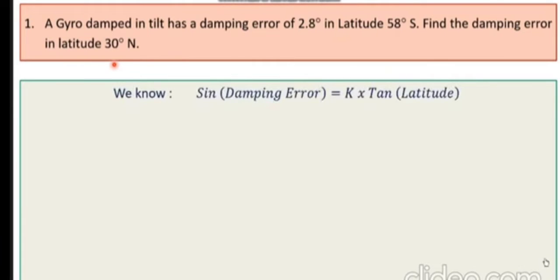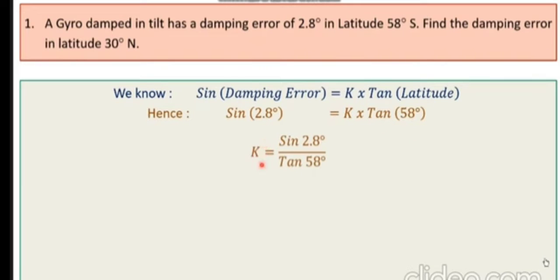Now we are aware the damping error formula is given by sine of damping error is equal to K tan latitude. So in this question you see they have given us the damping error as 2.8 degrees and they have given the latitude also, 58 degrees south. So let's put these values in the formula and it gives us sine of 2.8 degrees is equal to K into tangent of 58 degrees.